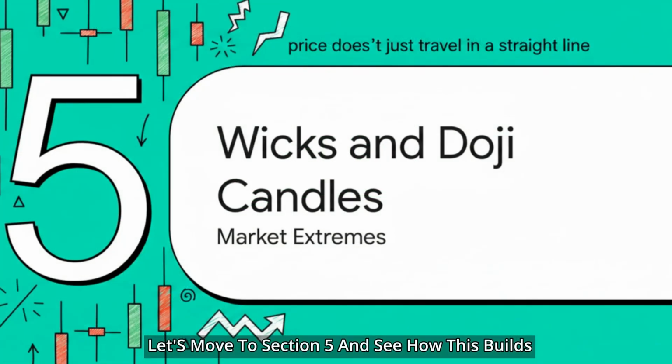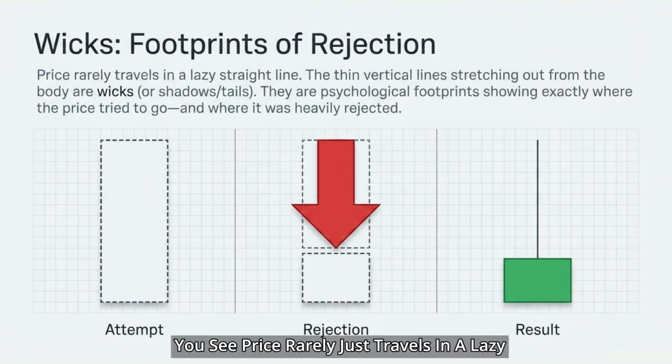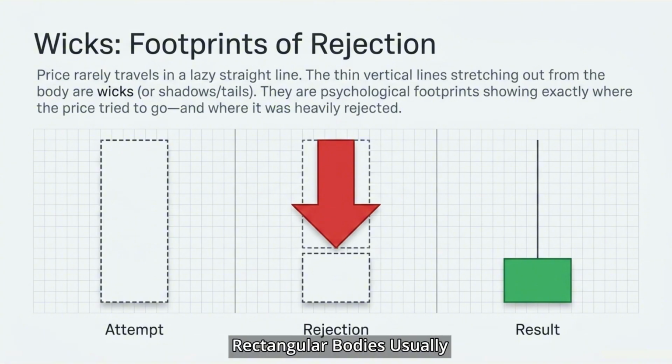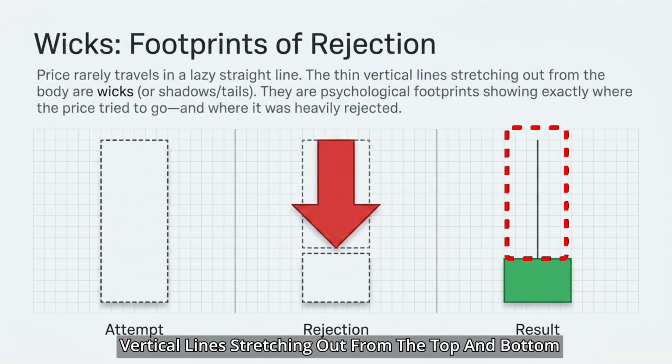Let's move to section 5 and see how this builds, focusing on wicks and doji candles, the extremes of the market. You see, price rarely just travels in a lazy, straight line from open to close, so you won't always see just those fat, rectangular bodies. Usually, you'll spot these thin, vertical lines stretching out from the top and bottom.